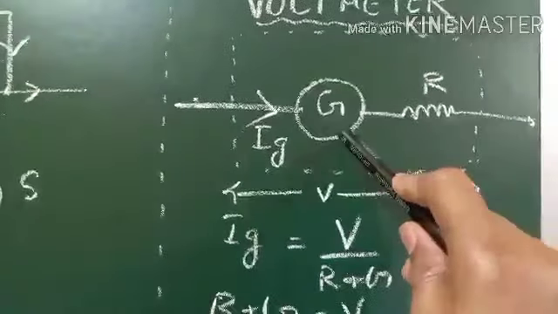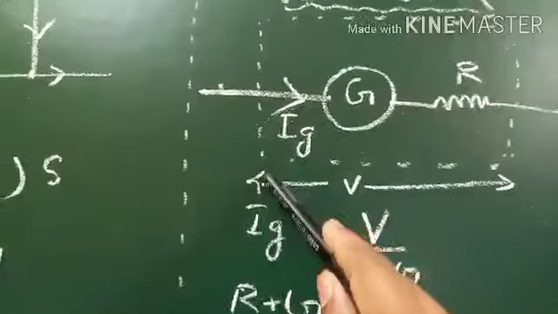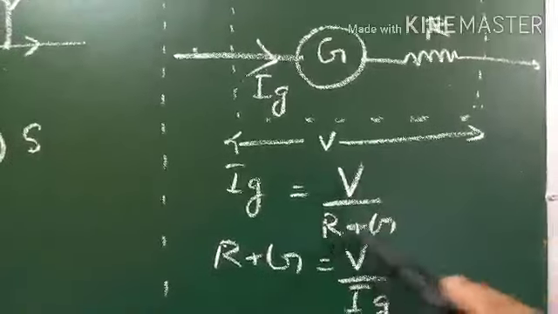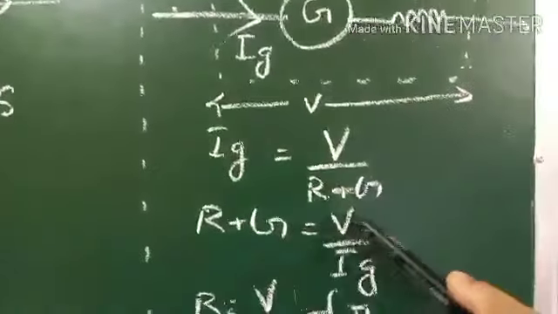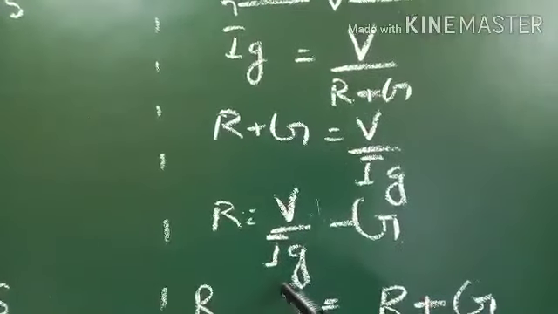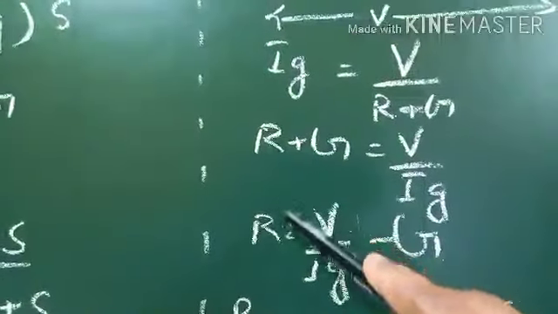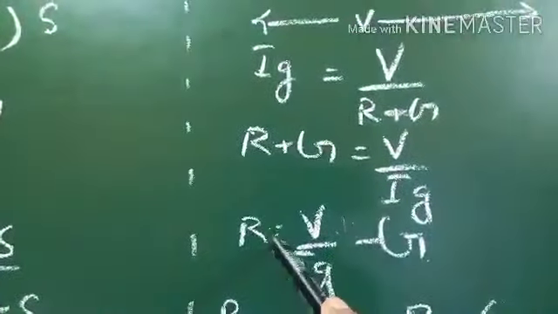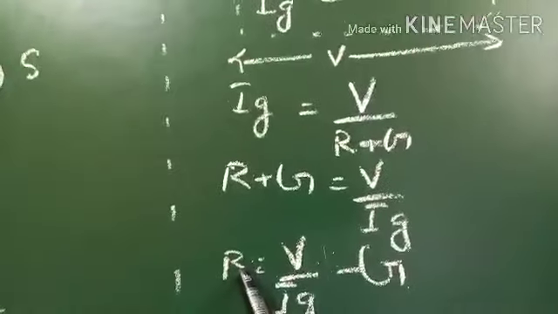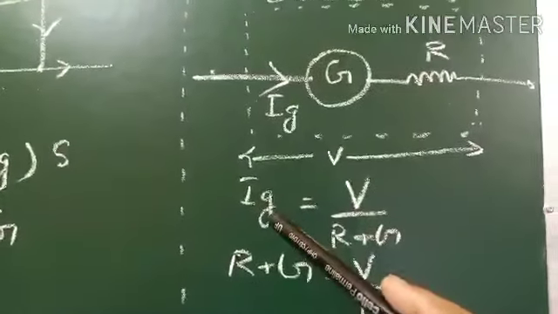So we can use Ohm's law here. According to Ohm's law, the current flowing is Ig. Let V be the potential difference. So Ig is equal to V divided by the total resistance, Ig = V/(R+G). Or R plus G can be written as V by Ig, or R = V/Ig - G. So according to the range of the voltmeter, you can select the value of the series resistance. And here the total resistance is R plus G.